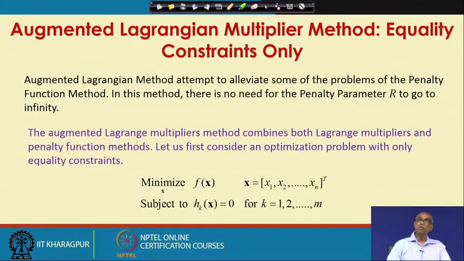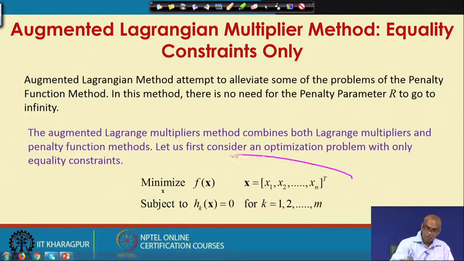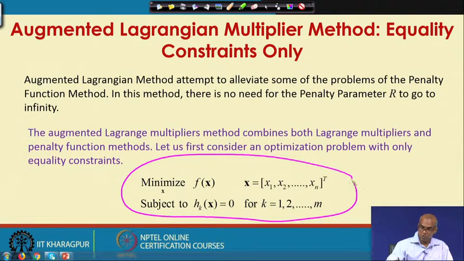We are familiar with both the methods now, so it will be easy for us to understand the augmented Lagrangian multiplier method. First, let us discuss the augmented Lagrangian multiplier method as applicable to a problem with only equality constraints. So, we first consider a nonlinear programming problem with only equality constraints. We have minimizing an objective function f(x), where x is an n-vector, subject to m equality constraints.